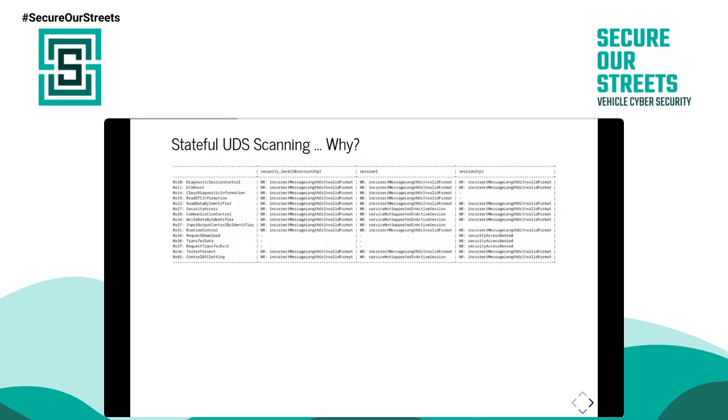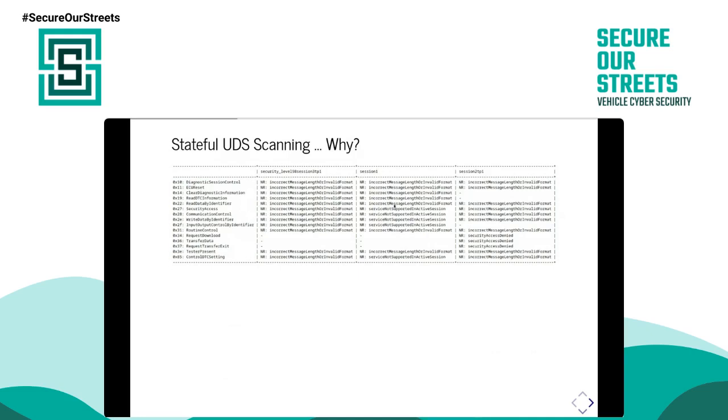Why is stateful scanning necessary? Here's an example of a scan of three different states, and as you can see, in order to get information about the ECU, we need to take care about the state. And as you can see here in the negative response codes, only in certain states are certain services supported.